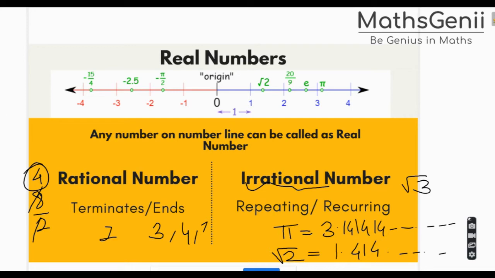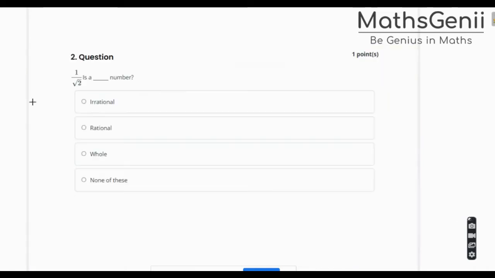Now let's look at some of the questions that have come from this chapter in past year Olympiad papers. Let's look at the very first example. 1 upon root 2 is a dash number: irrational, rational, whole, none of these. Whole numbers are the numbers starting from 0, 1, 2, 3, and so on. Rational numbers are those having an end, and then irrational numbers. Root 2 was an example of an irrational number. So its answer is irrational.